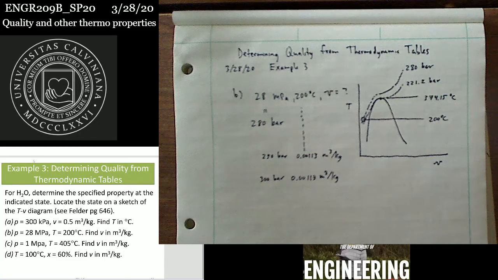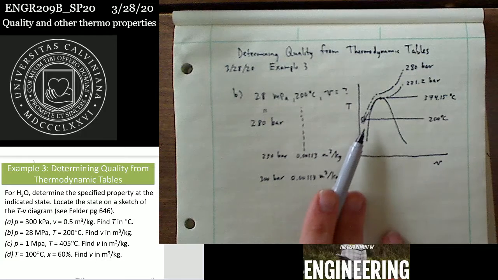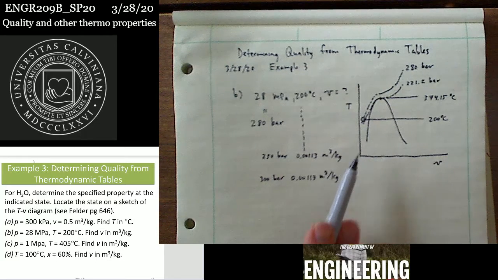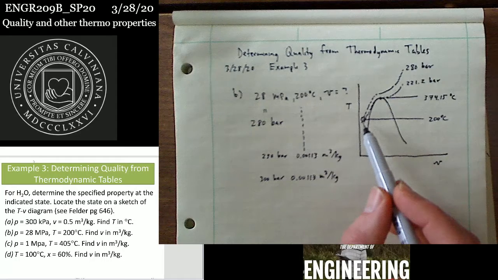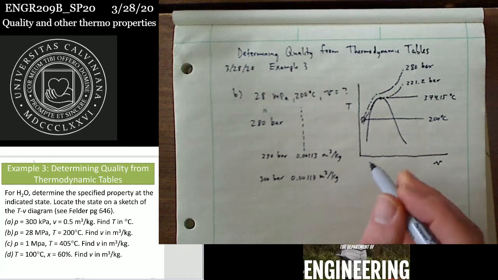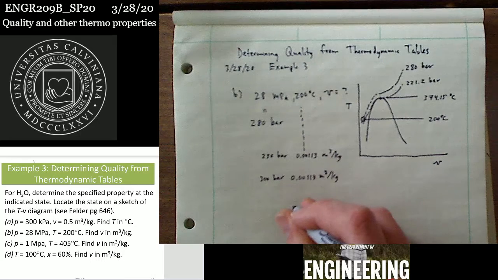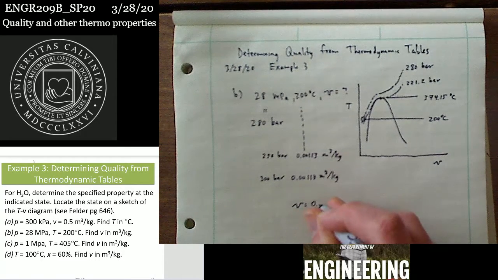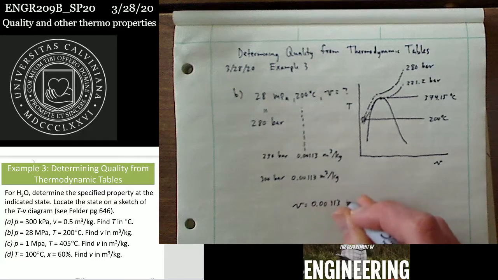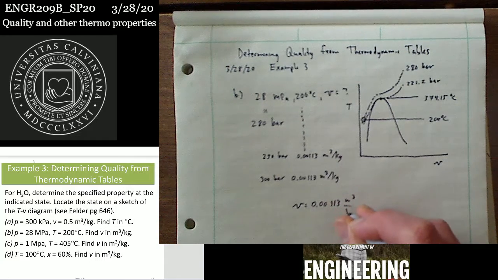And now, as far as finding the exact value, we don't even need to interpolate. I mean, we could, but there'd be no point because we can see that there's no change between these two here. So the pressure is so high that at that high of pressure, there's virtually no difference. The lines are so close together around that point that it doesn't really change much. And so we can say that the specific volume here is equal to 0.00113 meters cubed per kilogram. And that's at 28 megapascals and 200 degrees C. That's for part B.